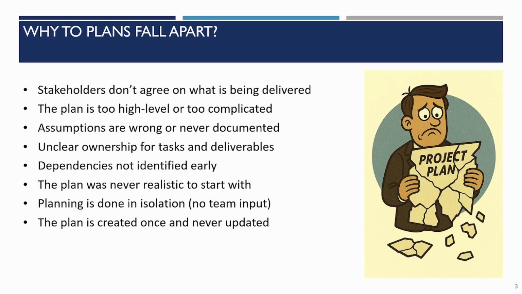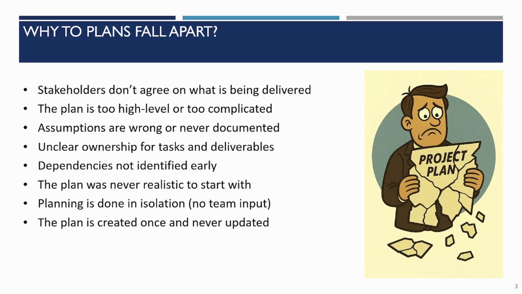It's because stakeholders don't agree on what's being delivered. The plan is too high level or it's too complicated. So if it's too high level, it doesn't have enough details, so it's not realistic. And if it's too complicated, you can't track it and follow it. Assumptions are wrong or not documented.